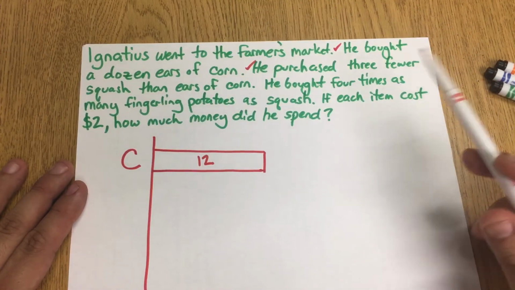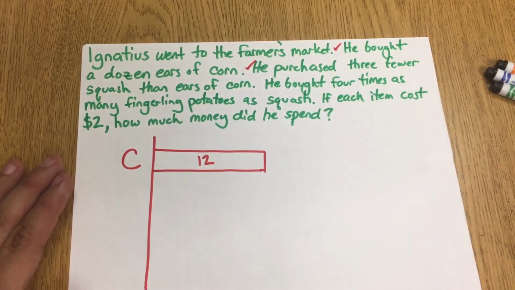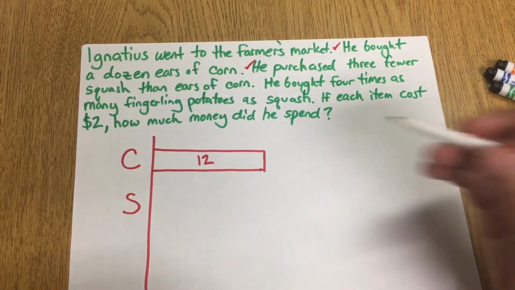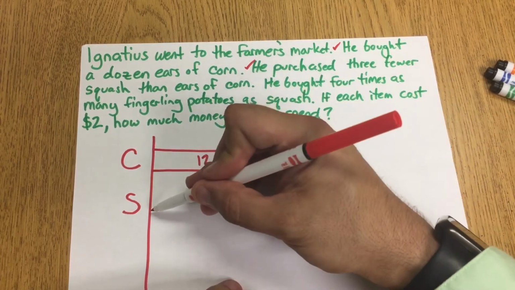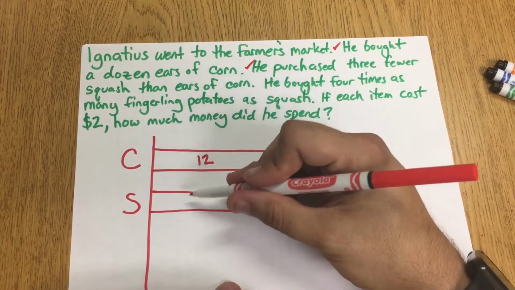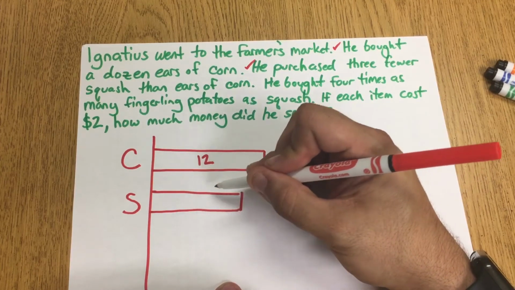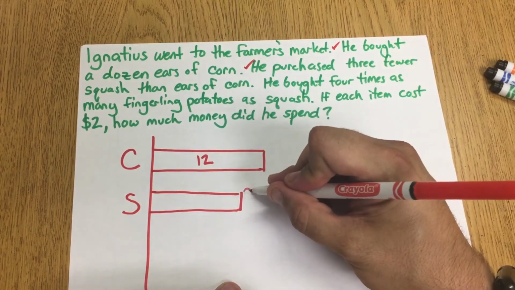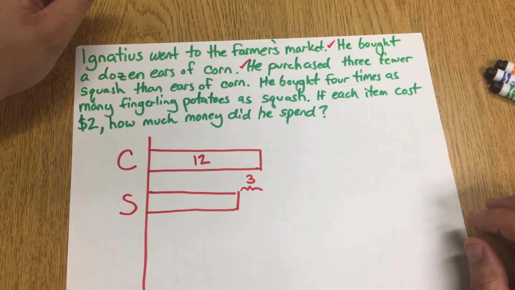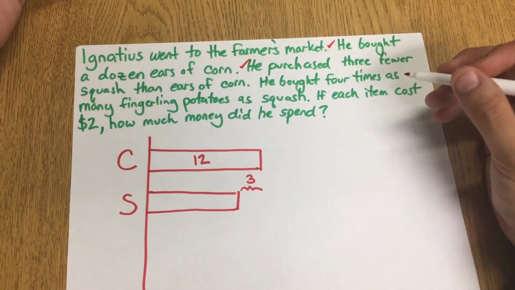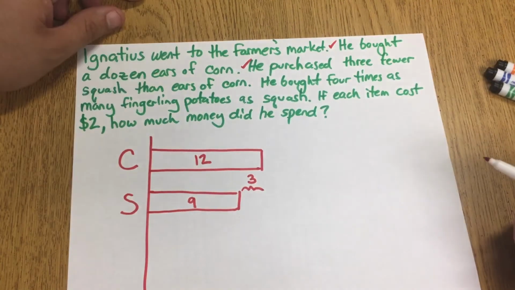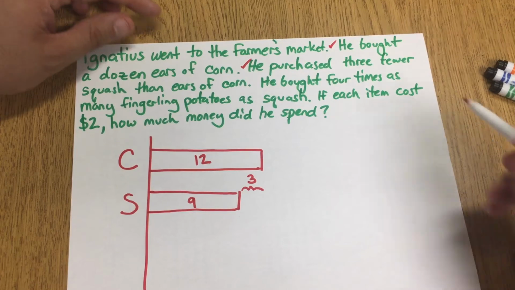He purchased 3 fewer squash than ears of corn. So let's take a look. Squash, 3 fewer. So I know that my bar is going to be smaller than 12 because he bought fewer pieces. So I'm just going to draw it about here. And when we do this, we're not going to label this 3, saying that he bought 3 fewer. 3 is not the quantity. 3 is the difference. So I know that he had 3 fewer ears of corn, 3 fewer squash, and I can just, off to the side, you know what, I don't even need to write this down. 12 minus 3, I know that that's 9. All right, so I'm able to do my subtraction that way.